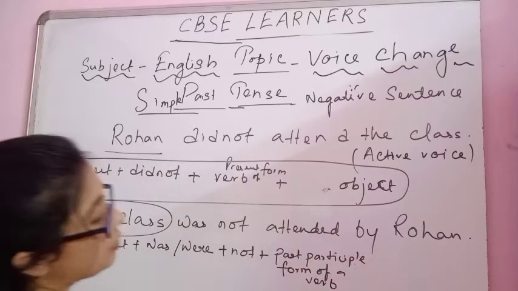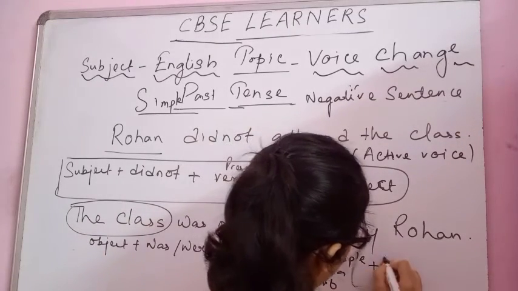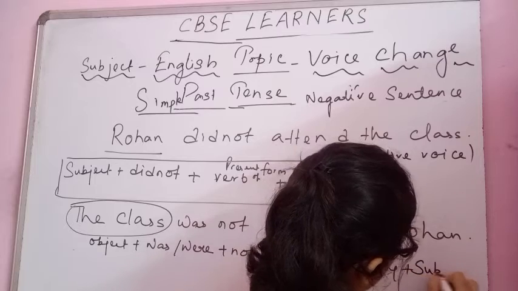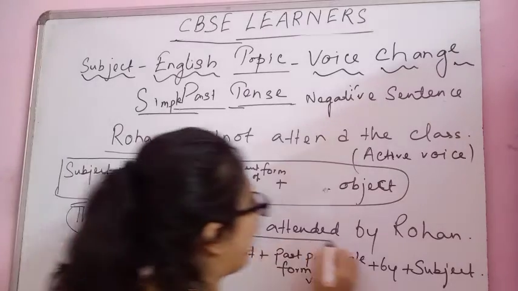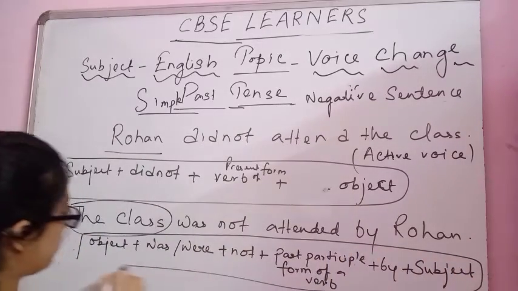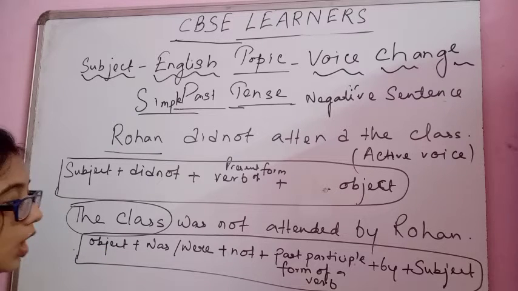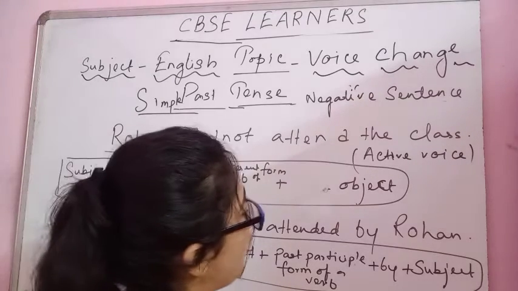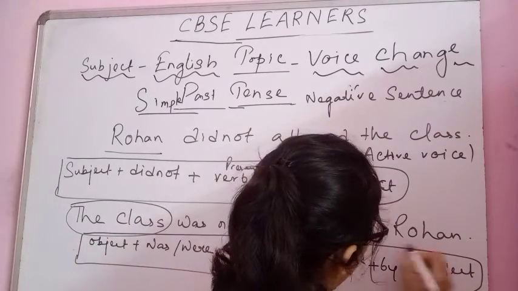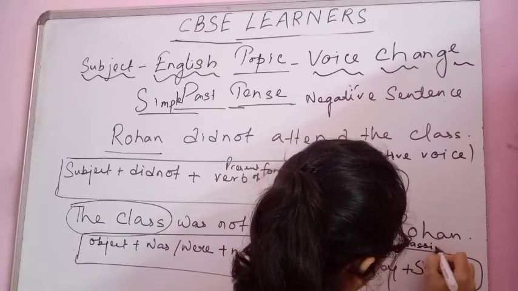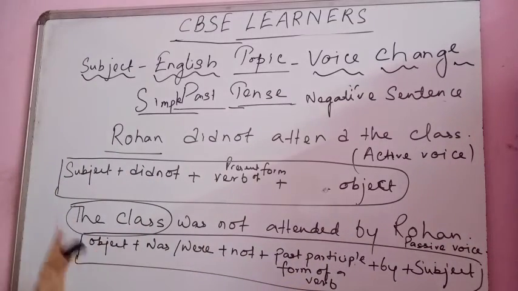Here, attended we are using as the past participle form of verb. Okay, form of verb plus by plus subject. Okay, this is in case of passive voice. Okay, was plus object plus was or were plus not plus past participle form of verb plus by plus subject. Okay, this is in case of passive voice. Okay, now this is in case of negative sentence.